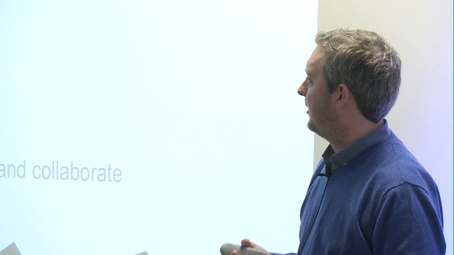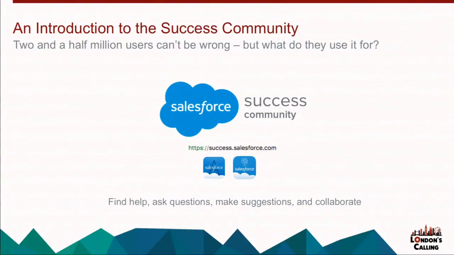All right, so let's get started. We'll start with an introduction. What is success? What do we mean when we talk about the success community? Essentially, it's a place that Salesforce users can go to find help, to ask questions, make suggestions, and collaborate. And that collaboration is with not just Salesforce employees, but partners and, very importantly, your peer group, your customers as well, Salesforce's customers. Most people access it at success.salesforce.com, but you can get to it through the Salesforce Admin app and the Salesforce Events app as well.